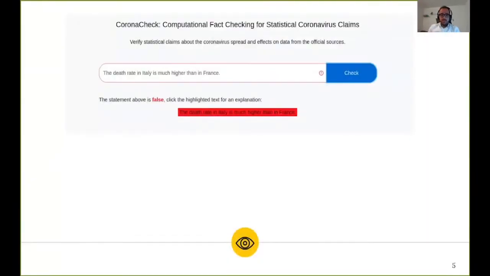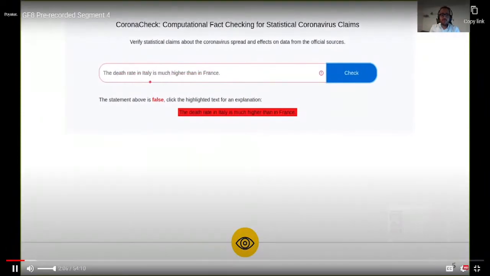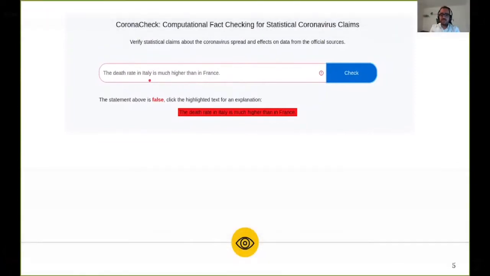So Coronacheck is a system that is used to verify statistical coronavirus claims. The image you see here is a snippet of the website where we input a statistical claim: the death rate in Italy is much higher than in France. A statistical claim is any claim that can be verified using either a number of confirmed cases, death cases, recovered cases, or any other statistic related to coronavirus. So in this sentence, to verify it, we need to compute the death rate for Italy and then compare it with that of France. So this is an example of a statistical claim.